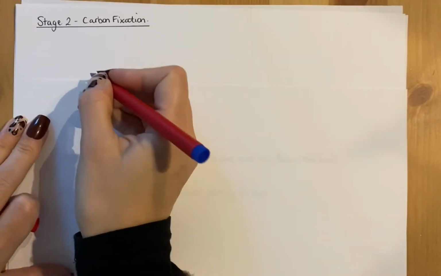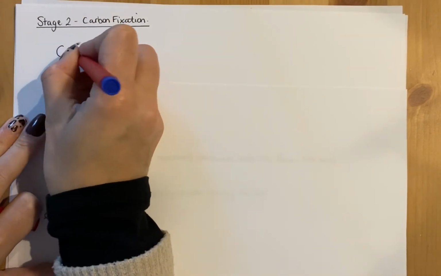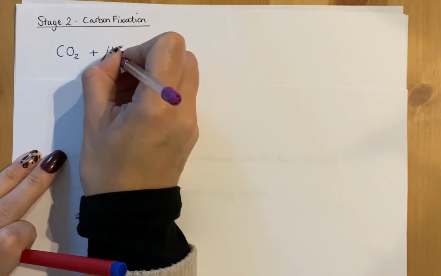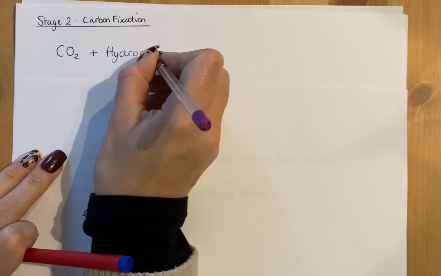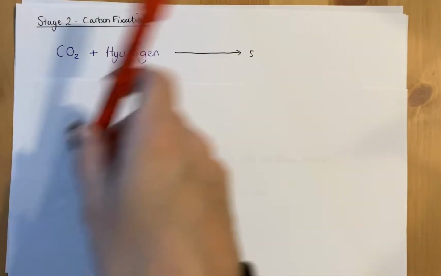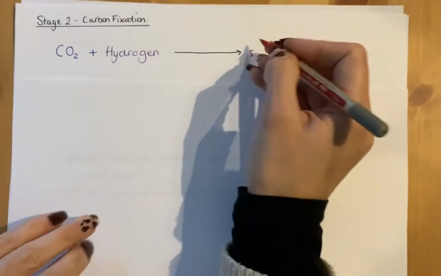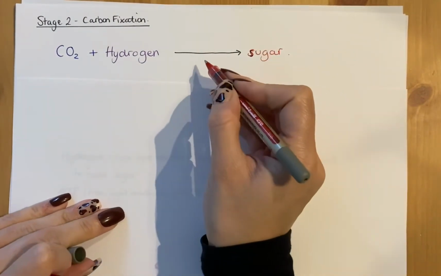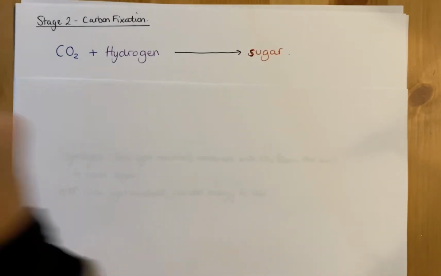So carbon dioxide, which is again one of our raw materials, is then combined with hydrogen from that first stage. And then generally that just creates sugar. I'll stick to the colours I had, since this is a product. So it makes sugar. Now this only works because it uses energy from ATP.